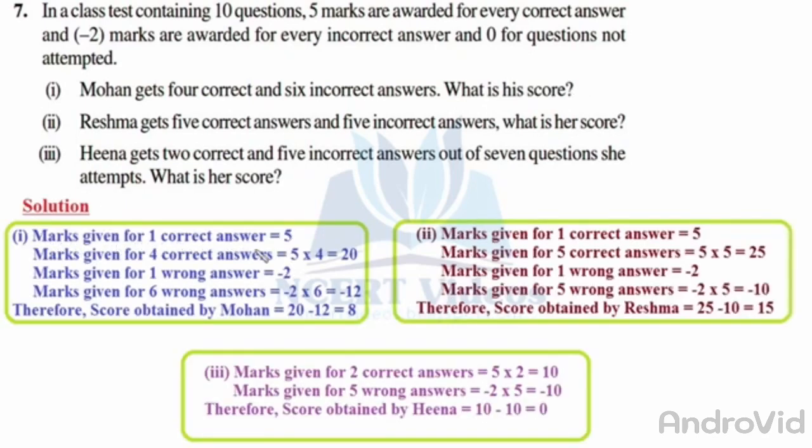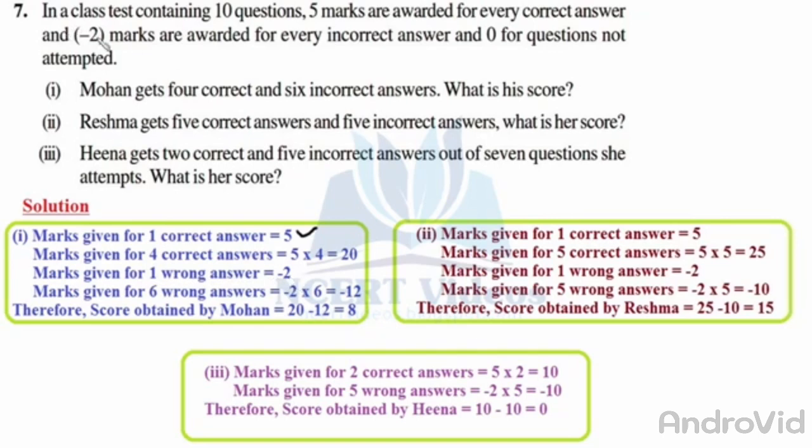So, marks given for 1 correct answer is 5. It is given to us, and he attempted 4 correct answers. This is also given to us. Therefore, total positive score by him is 5 into 4 is 20. Therefore, we found 20 as his positive score.